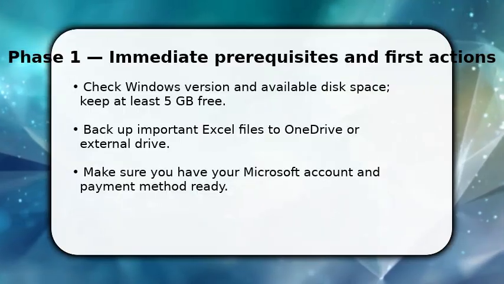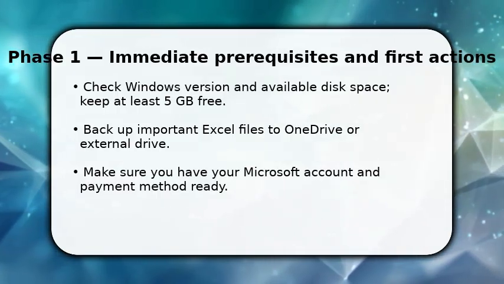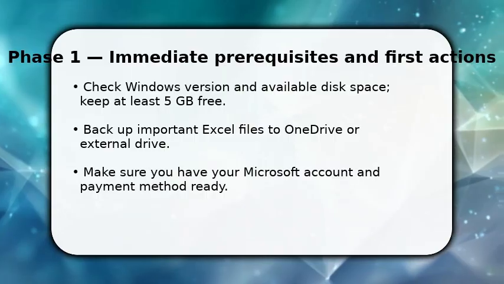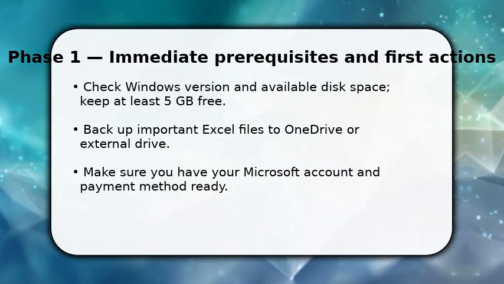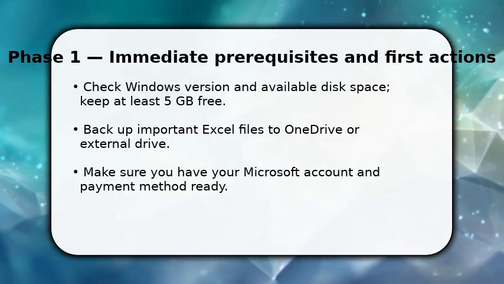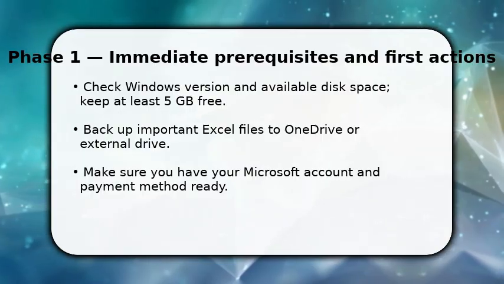You begin by confirming prerequisites and launching the update now. First, verify Windows updates are current and free up roughly 5 GB so installers run smoothly. Once done, back up your critical Excel workbooks to OneDrive or an external drive. Make sure file versions are safe.